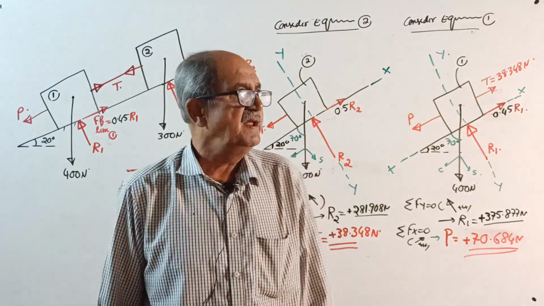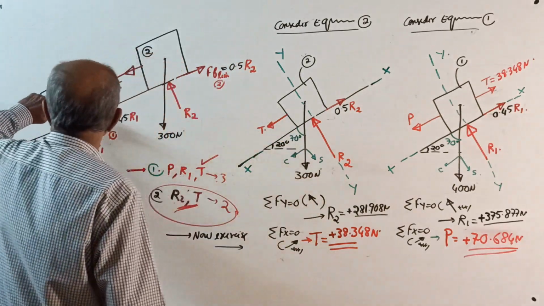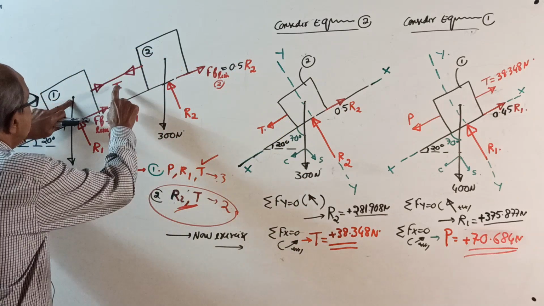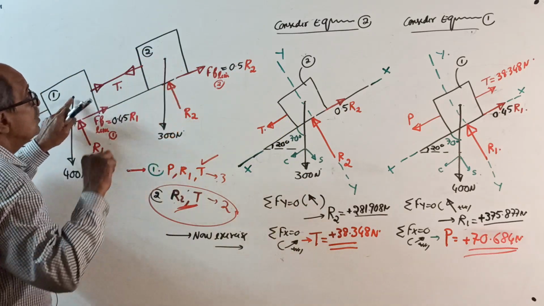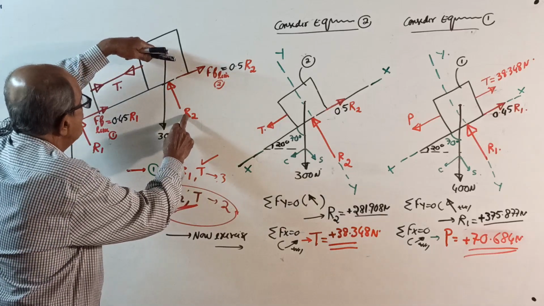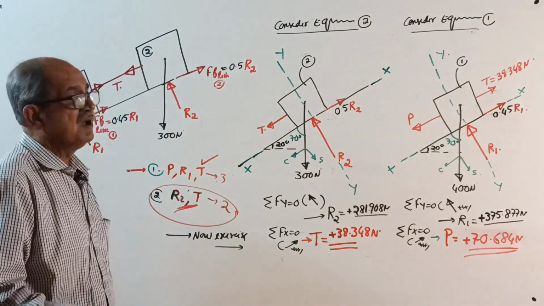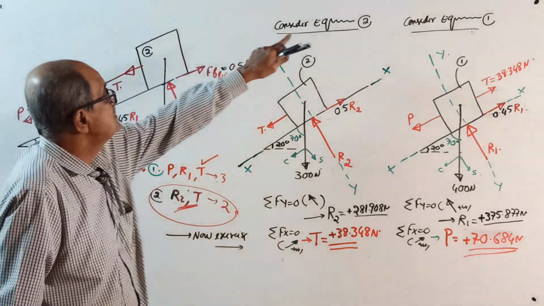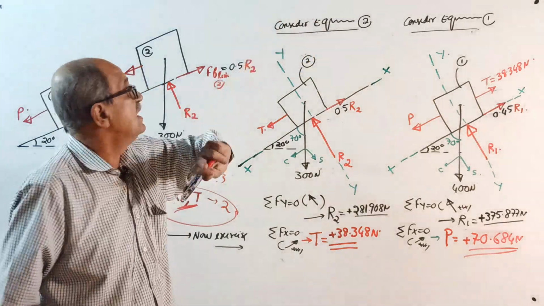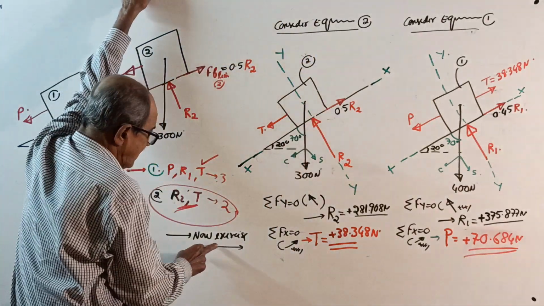I already explained for block 1: R1, T and P, 3 unknowns. Block 2: R2 and T, 2 unknowns. Therefore, the number of unknowns is less for block 2. First consider 2, then consider 1. See, now it is an exercise.